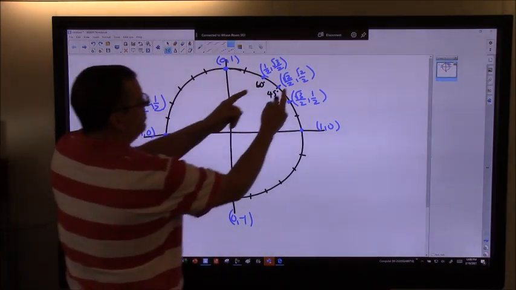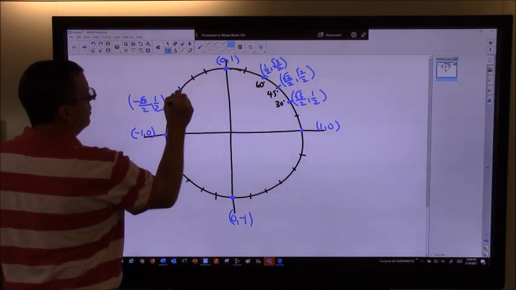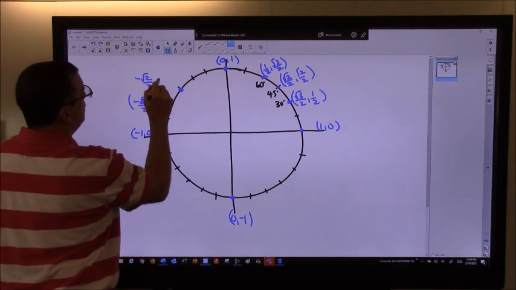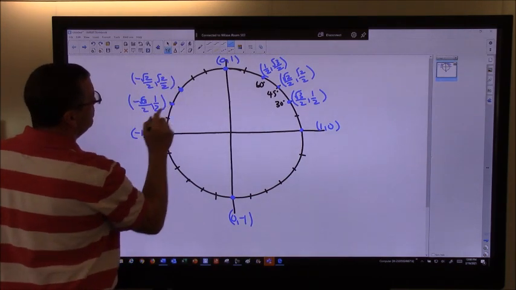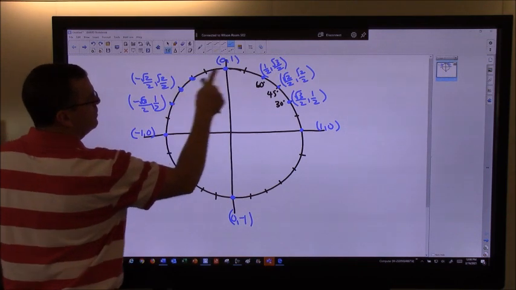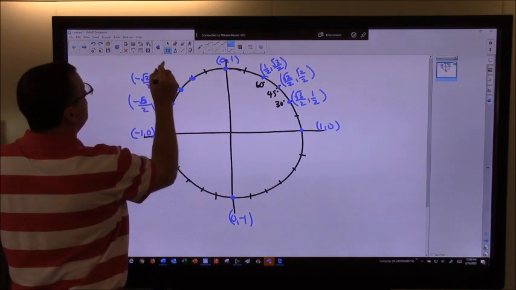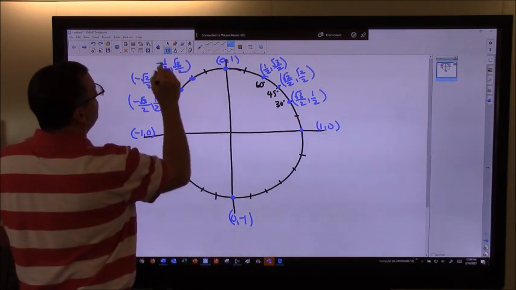And the same thing with this one. If I switch this over to here, then the coordinates for that point are going to be a negative root 2 over 2, comma root 2 over 2. And then for this coordinate, this will be the same as this one. It'll just be a negative 1/2 for the x value. So a negative 1/2, comma root 3 over 2.